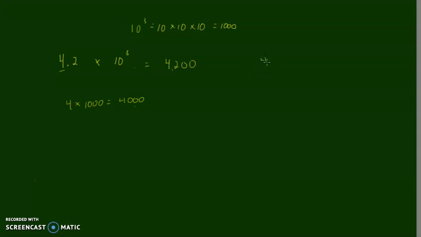Remember, another strategy is to think about moving the decimal point. Since it's times 10 to the third power, we have to move the decimal point 3 places to the right. The first one represents times 10. The second one represents times 10. And then the third one represents times 10. We have 2 spots without a digit, so we're going to add in 2 zeros there. Our decimal is at the end, and again, we get the same answer of 4,200.